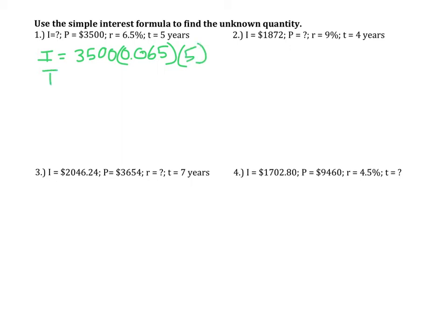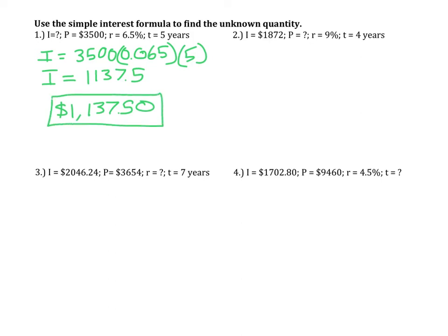So in this problem, all we have to do, since I is on the left side all by itself, we just have to simplify all that multiplication on the right. When we do that, we can do that just using a calculator. We get 1,137.5. So the amount of interest that we're going to earn is $1,137.50.